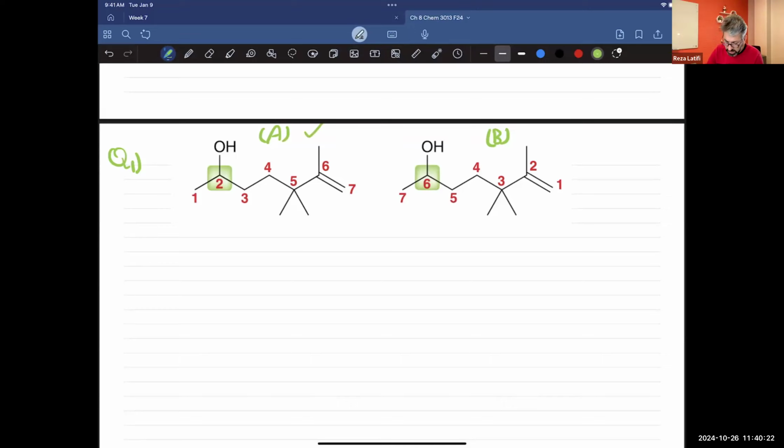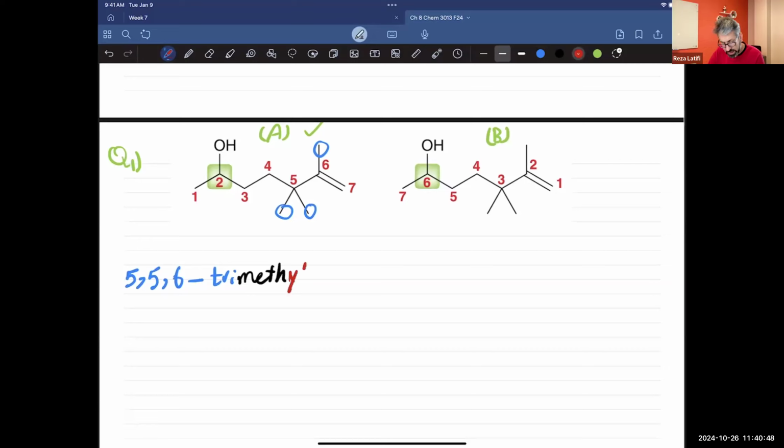Okay, how do we name it? On the 5th, I see 2 methyl groups, and on the 6th as well. So I'm going to say on the 5th, I see 2 methyls. And also on 6, I see another methyl. So 1, 2, 3 methyls there. Next, I go trimethyl, because I want to show it's attached to somewhere, I add YL to it. Next thing is, I want to say that I have 7 carbons.